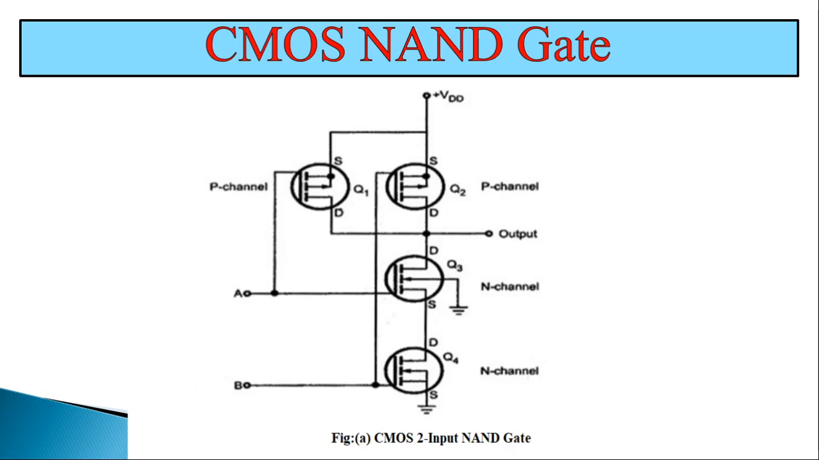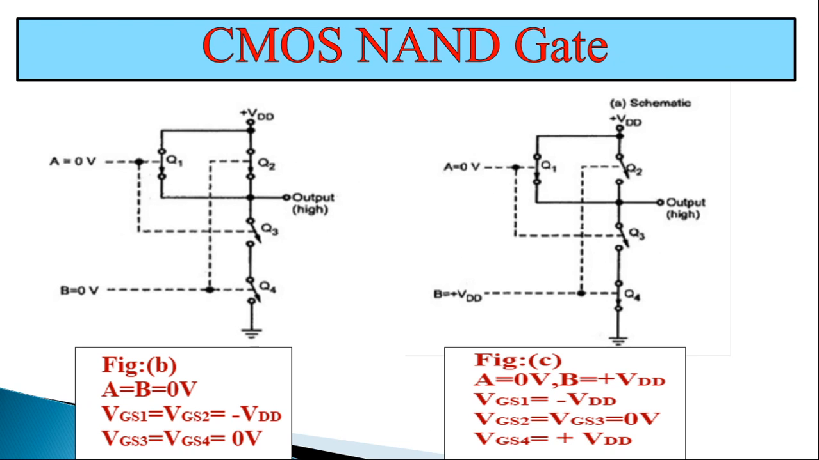Figure shows the equivalent switching circuits when both the inputs are low. Here figure B and figure C and also figure D, these are the equivalent switching circuits of CMOS NAND gate circuit. Here figure B shows the equivalent switching circuit when both inputs are at low state, that is A equal to 0 volt and B equal to 0 volt.